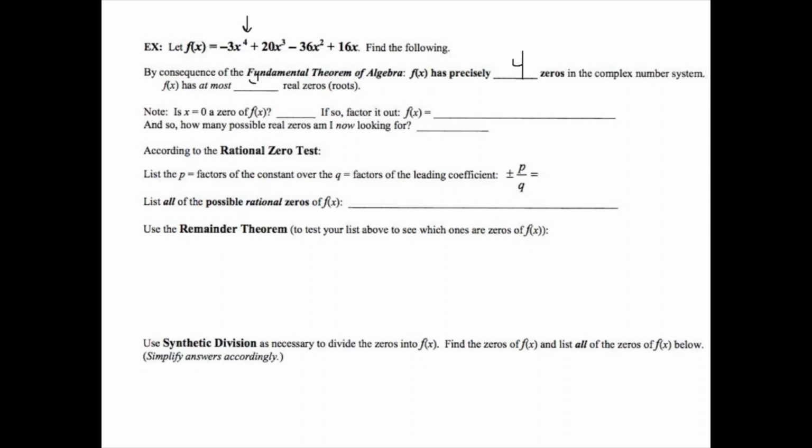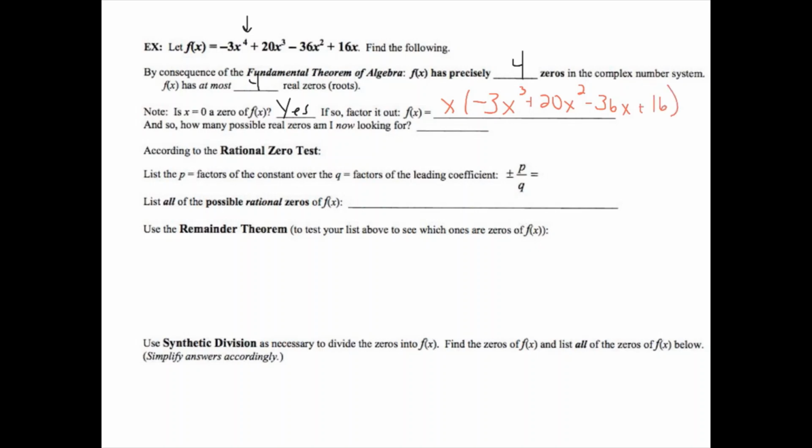Now, is x equals 0 a factor in this case? In this case it is, because you notice they all have an x. And when they all have an x, then if I put a 0 for all the x's, obviously the function is going to be 0. So anytime you have this x, I want to factor it out, because I really don't want to deal with it. So if I factor it out, I get 3x to the third plus 20x squared minus 36x plus 16.